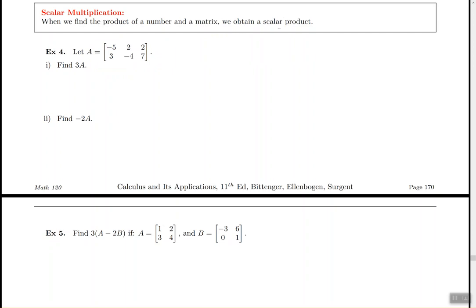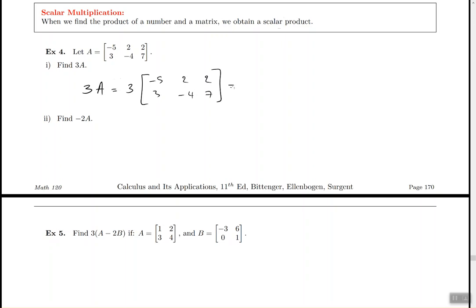Now, how do you multiply a scalar by a matrix? How do you multiply things like 3A? Well, first of all, how do you even write it down? We write it down like this: 3 on the outside, and then the matrix with -5, 2, 2, 3, -4, and 7.